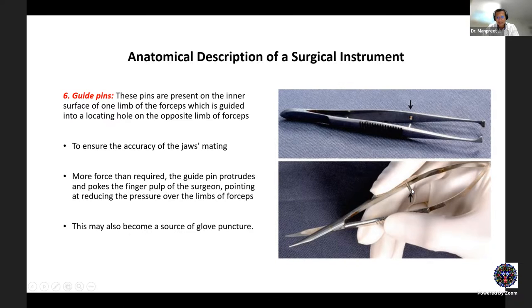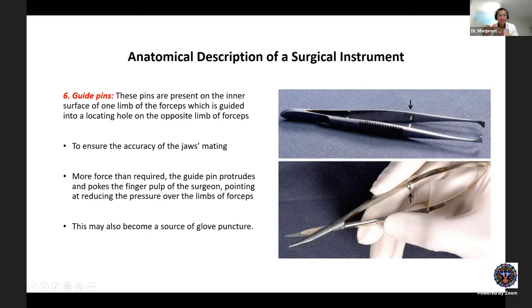You might have seen a pin-like structure over here, especially over a conjunctival scissor or a needle holder. These pins are present on the inner side of the surface of one limb. On the other limb, there's a hole. So one limb has a pin and the other limb has a hole. This is to ensure the accuracy of the jaws, that the jaws are mating properly, only then will the pin enter the hole. If the pin is not entering the hole, that means the jaws have moved to one side. So that means your instrument needs replacement.